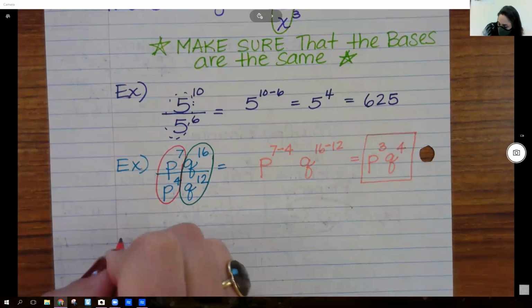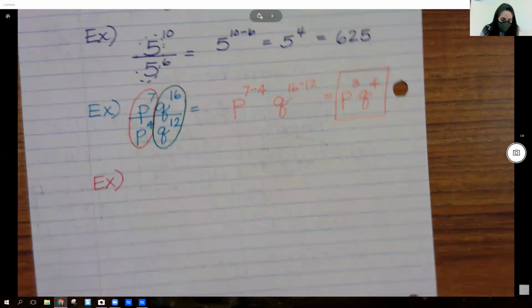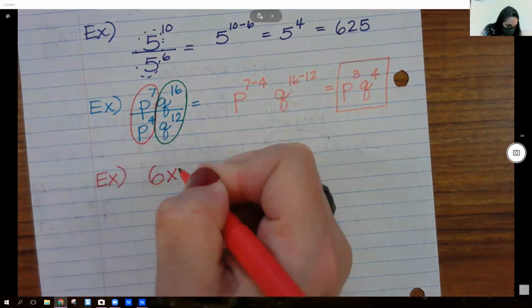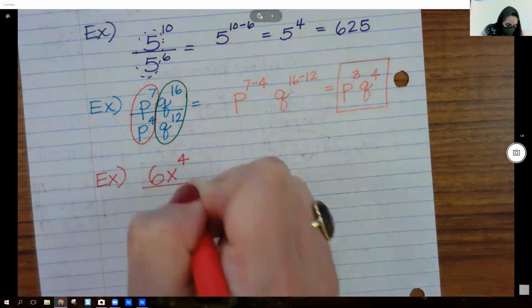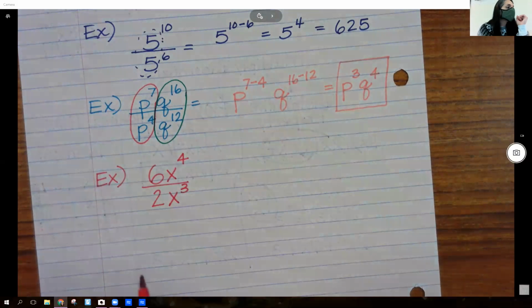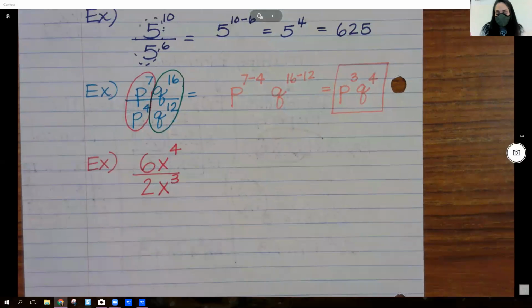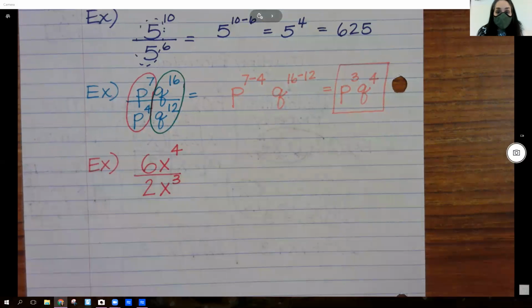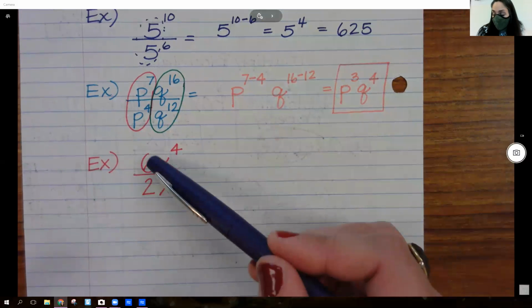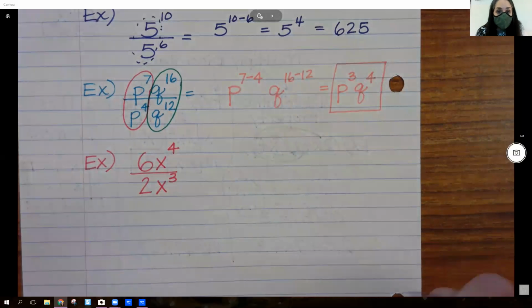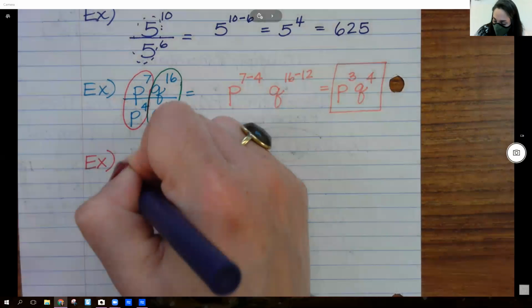Okay, so now I want to try something that has some numbers in it. For instance, what if you had 6x to the 4th over 2x to the 3rd? Okay. So you've got some exponents, and then you also have just some regular numbers. This 6 and this 2, that's just 6 divided by 2. There's nothing fancy going on here with exponents. You're not having to subtract, like don't do 6 minus 2, because that's not a subtraction problem, it's a division problem. So you're just gonna divide these.